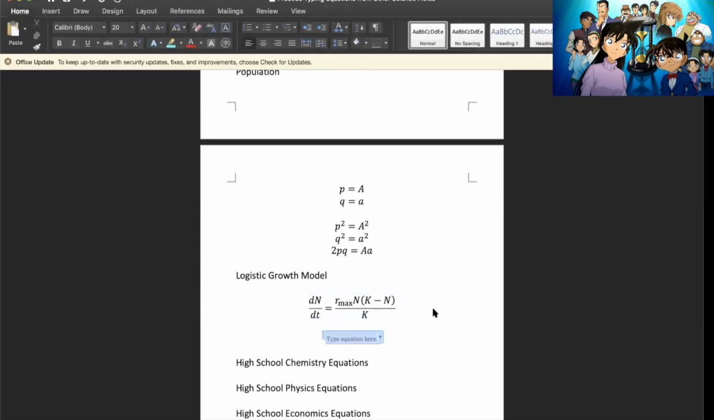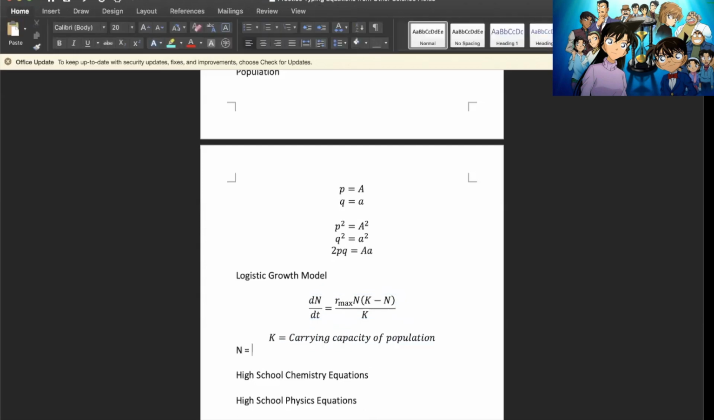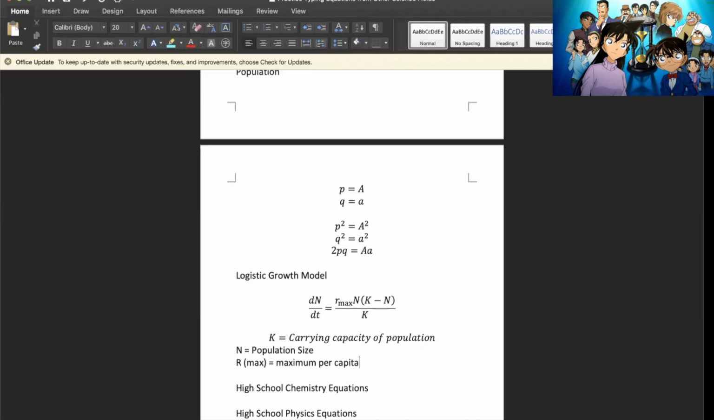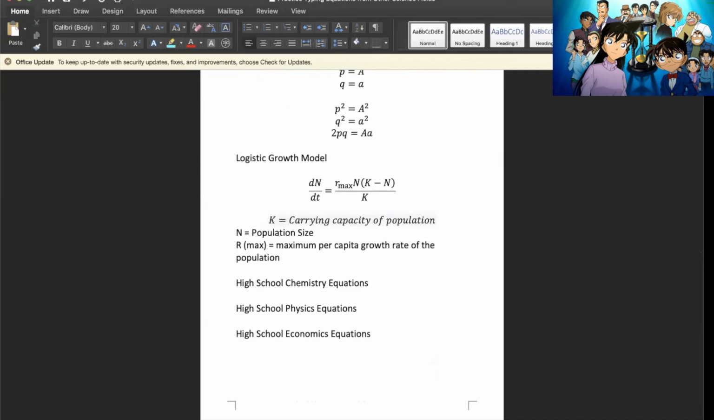And of course, what do these symbols mean? K equals the carrying capacity of a population. N equals the population size. And r max equals the maximum per capita growth rate of your population. So that's all there is to it. I think that's enough equations from biology for now.